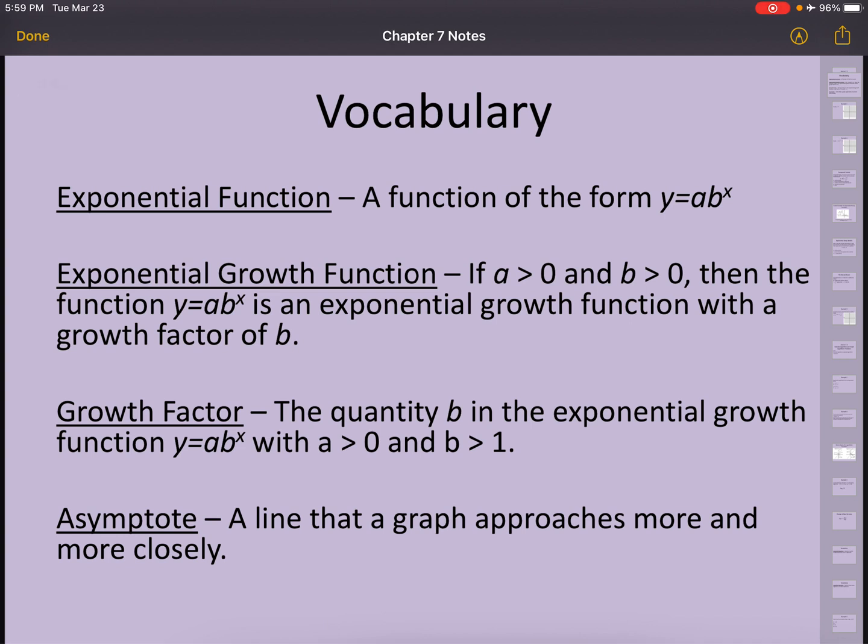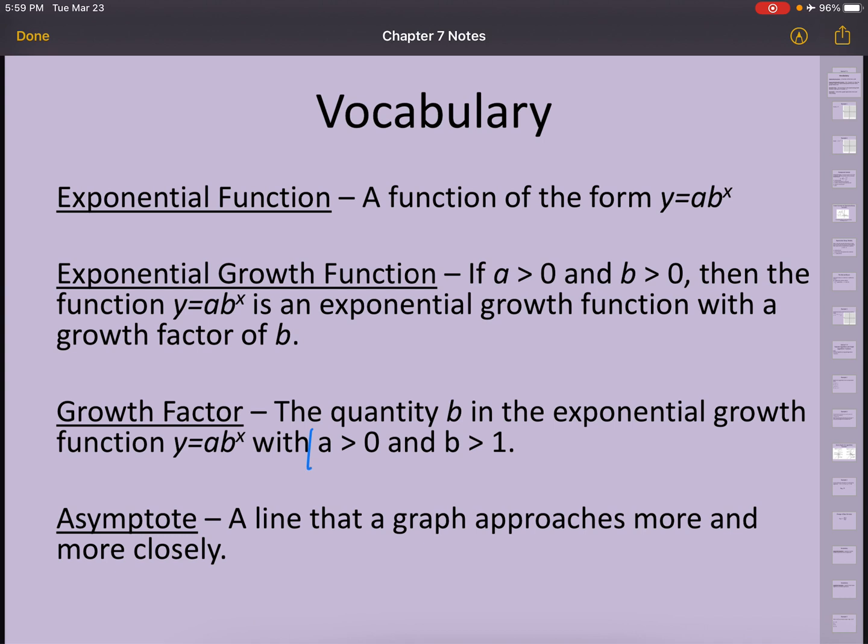An exponential function is just a function of the form y equals a times b to the x power. Specifically, an exponential growth function is if the a is greater than 0 and b is greater than 0 in that function y equals a times b to the x, and it has a growth factor of b. So that growth factor is just some quantity b in the exponential growth function, y equals a times b to the x, with a greater than 0 and b greater than 1.